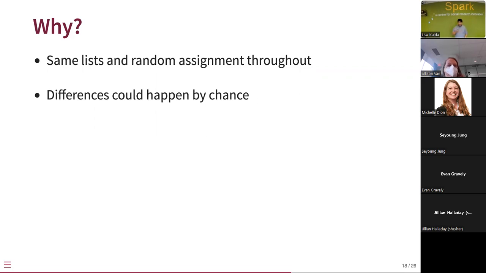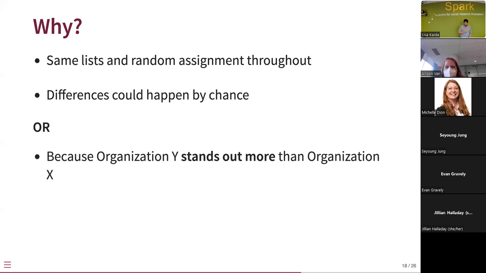The difference could be by chance, just could be that you happen to sample people with the type of preferences that we observe, and that's a pattern that could normally occur if you do an experiment. Or it could be because organization Y stands out more than organization X, and that's where priming effects could come in.